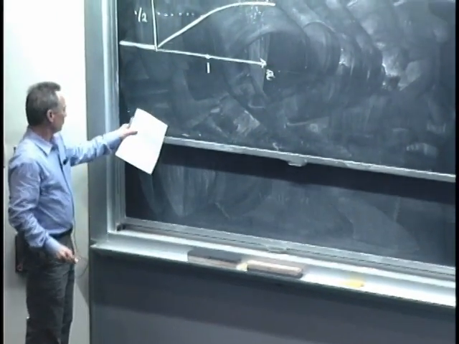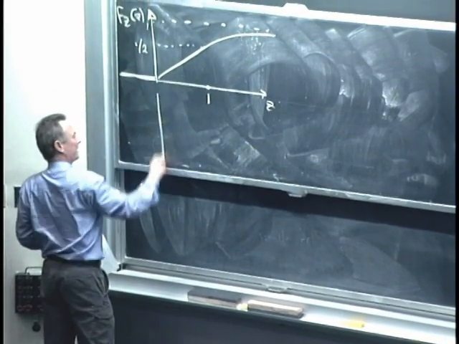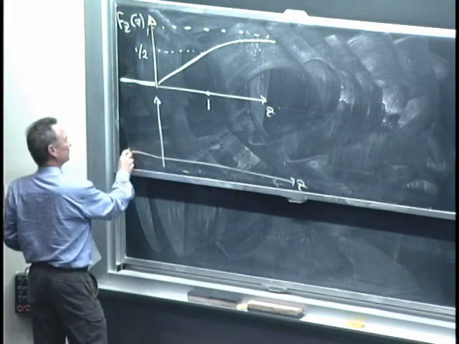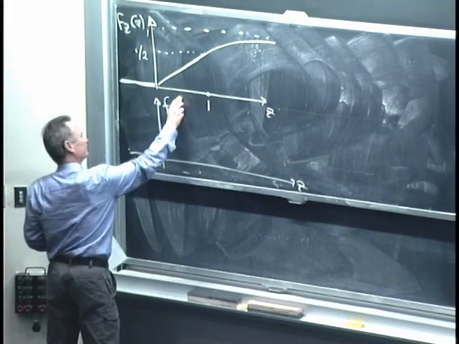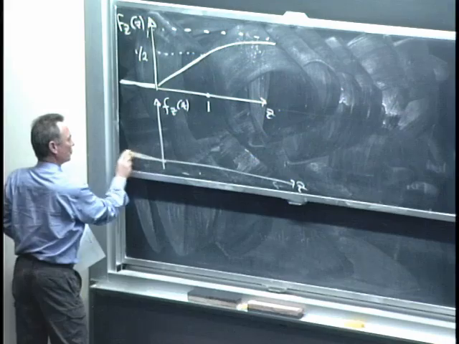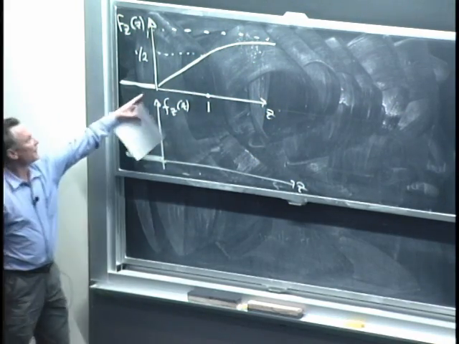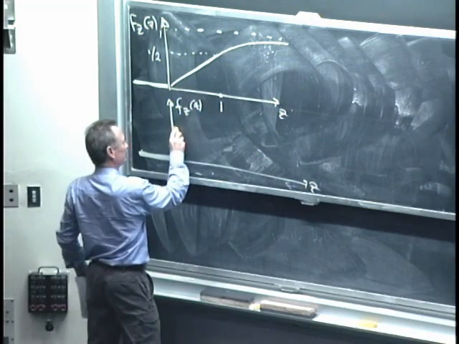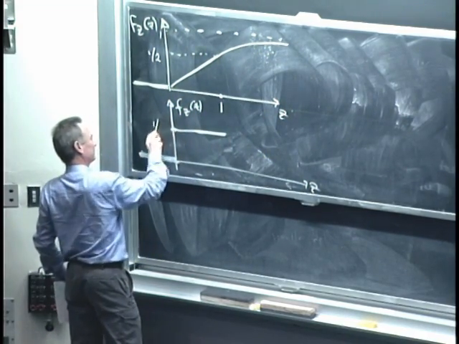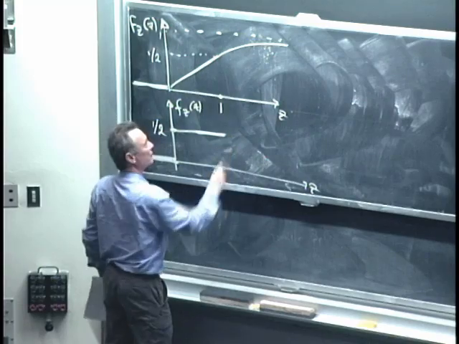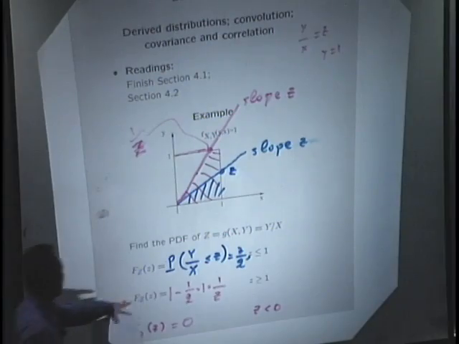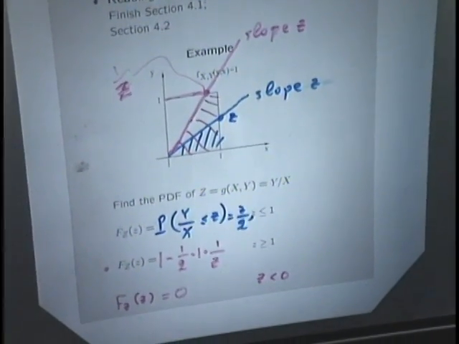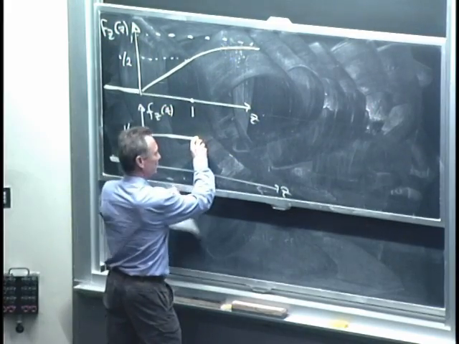So now to get the density, we just take the derivative. And the density is, of course, 0 down here. Up here, the derivative is just 1/2. And beyond that point, we need to take the derivative of this expression. And the derivative is going to be 1/2 times 1 over z squared. So it's going to be a shape of this kind.